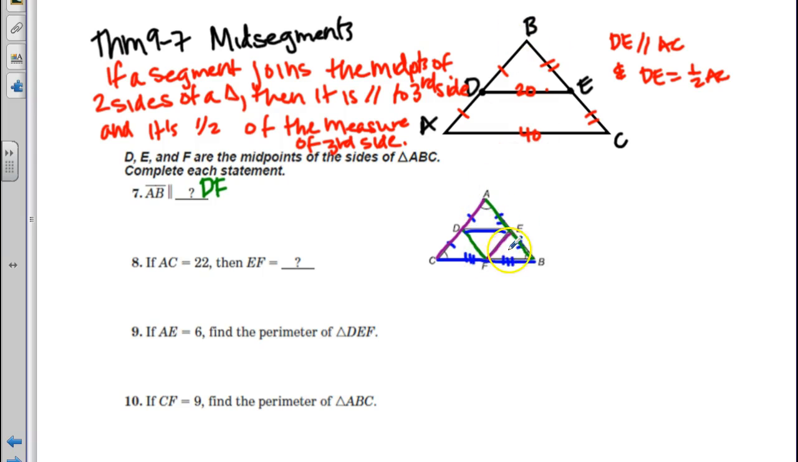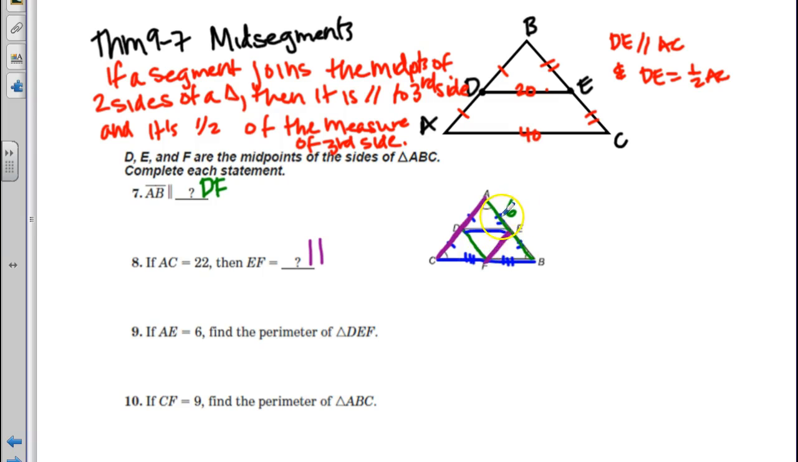If you need to pause the video to do that one real quick, go right ahead. That's AC is 22. EF, which is a mid-segment, is half of that, so it would be 11. All right, AE is 6. What's the perimeter of DEF? The perimeter of DEF.